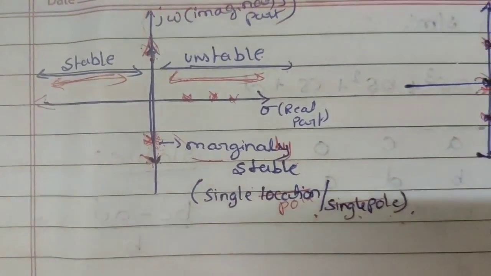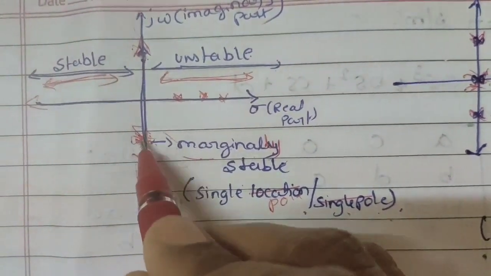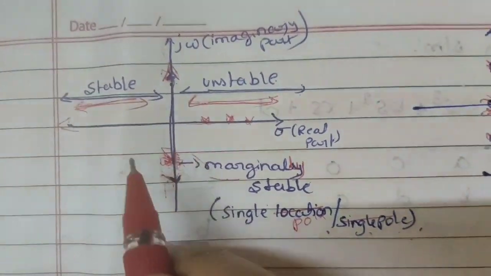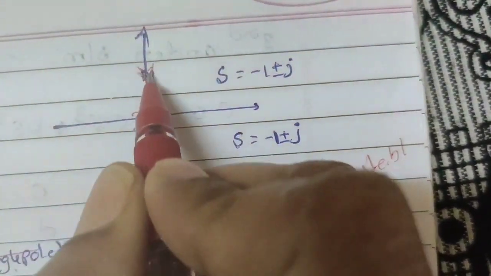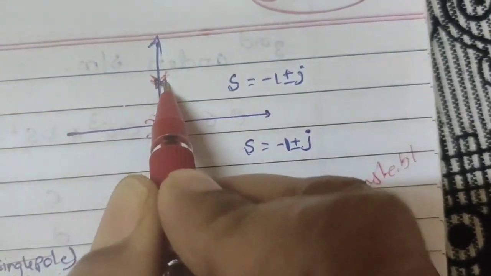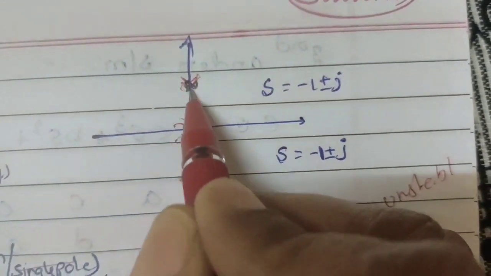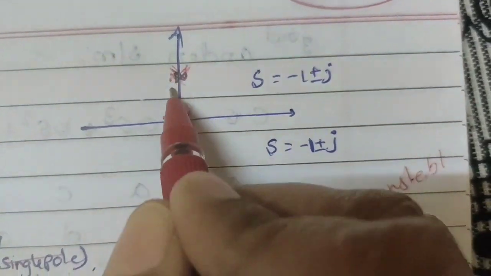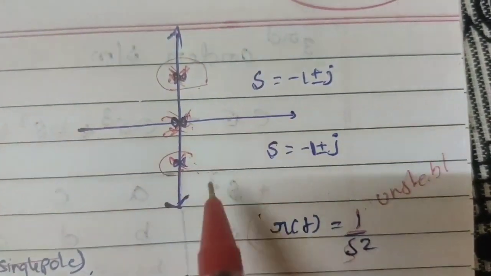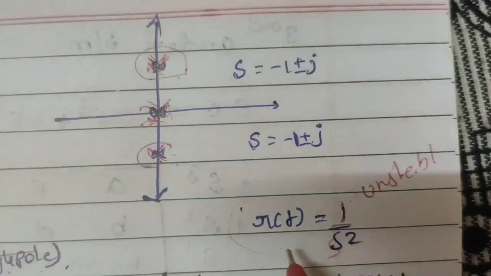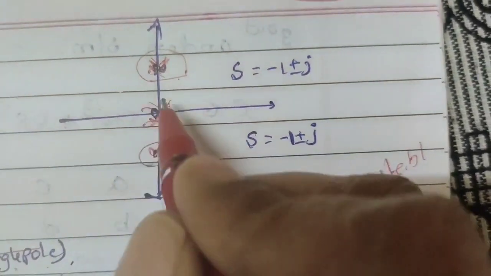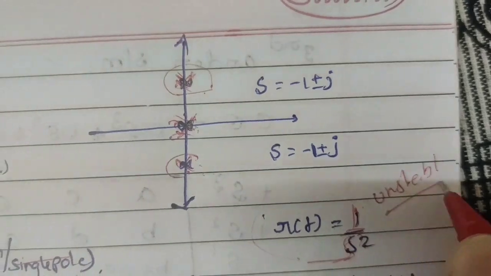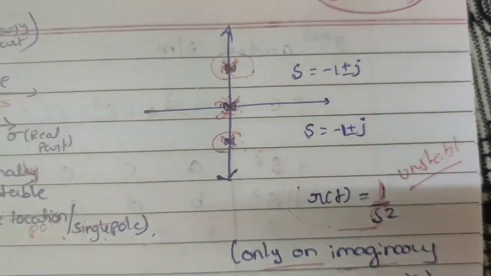If there are two poles at a single location, the system becomes unstable. This is the concept. Let us assume the blue color is one pole and the red color is another pole, so two poles are at a single location, and the system becomes unstable. For example, the ramp function is 1 by s square, so there are two poles at the origin. Therefore the system becomes unstable.